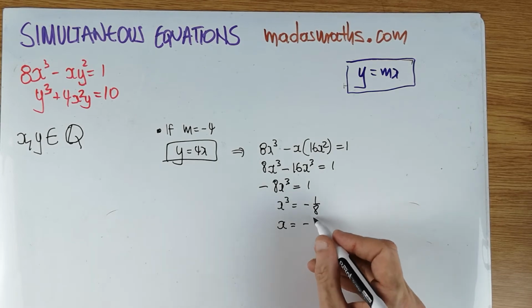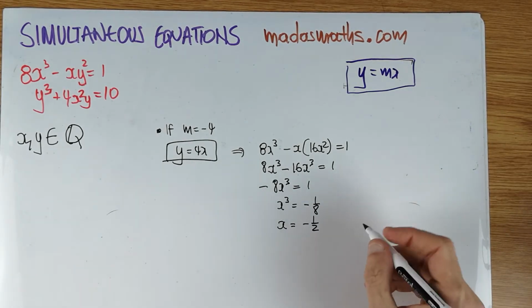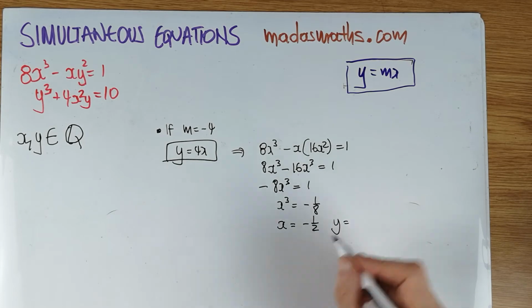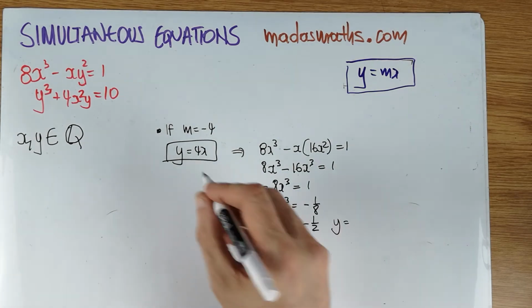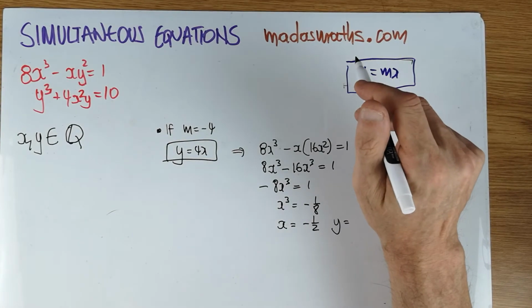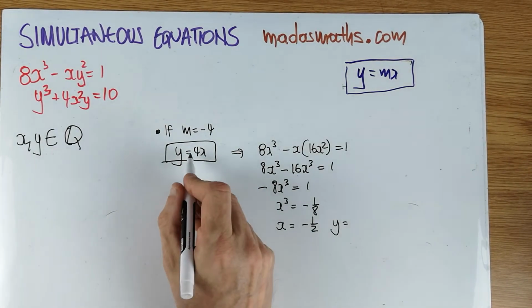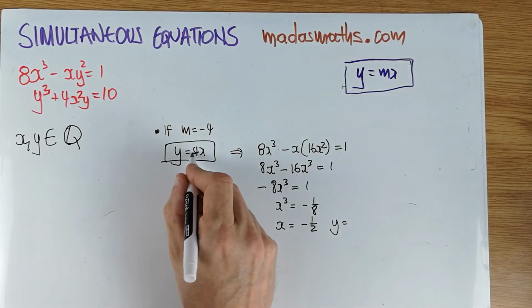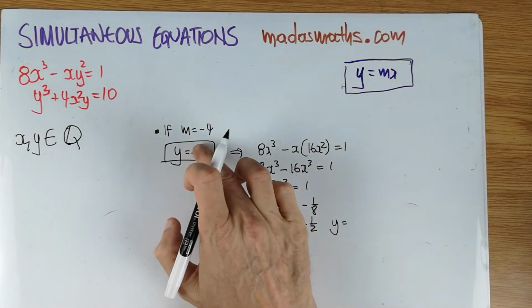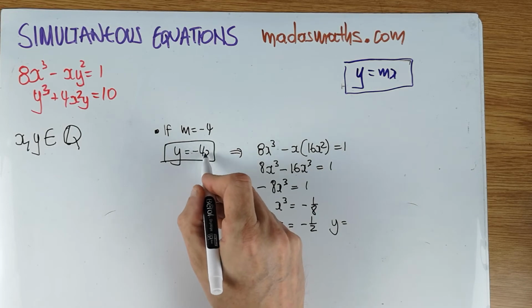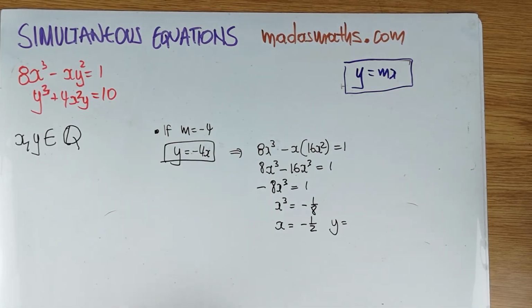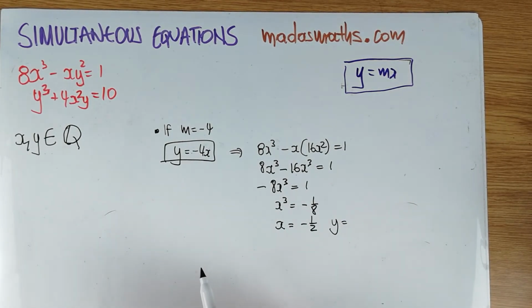x is minus a half, and therefore my y, which is 4 times that, will be, of course, minus a half times 4. Wait a second. y is minus 4, and I put y is equal to, gosh, loads of mistakes today. Please forgive me. I promise you I've done this before. I know how to do maths. It's just that I'm bad at times.